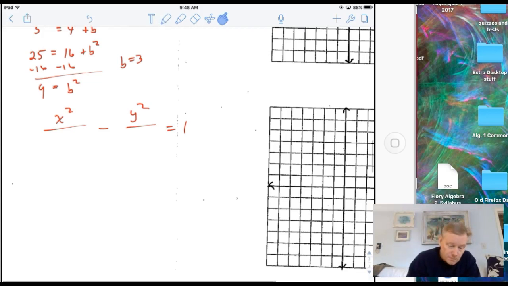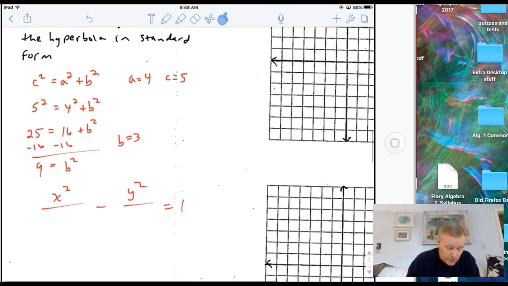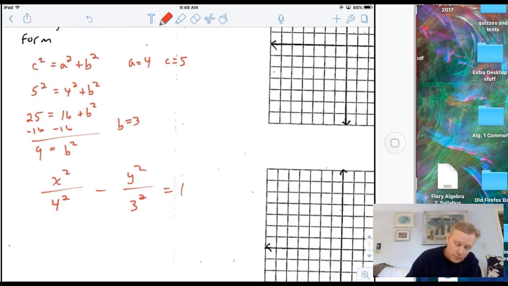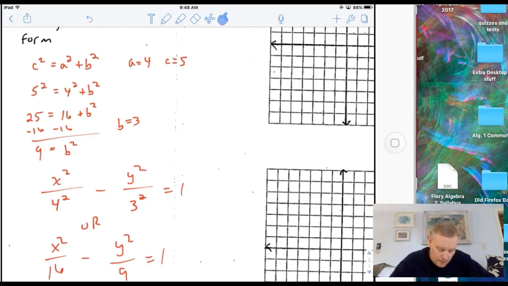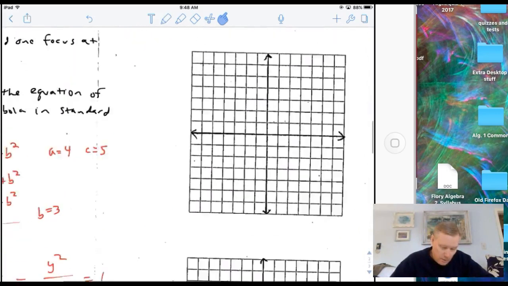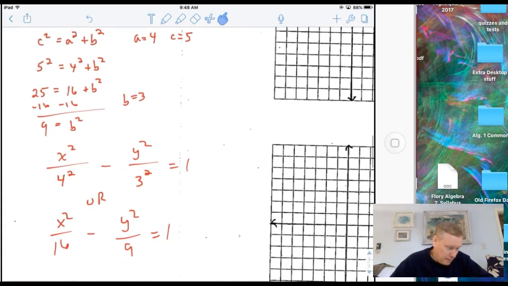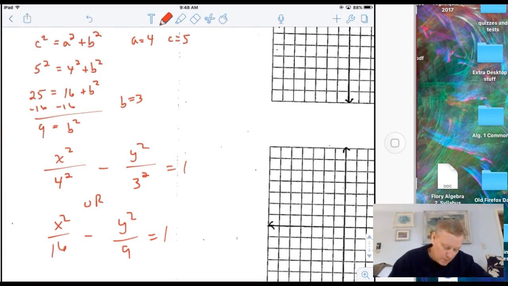Okay, now, a is 4, which means that goes underneath the x squared. b is 3, which goes underneath the y squared, so this would be one way you could write it. If you wanted to write x squared over 16 and y squared over 9 equals 1, you could. Okay, so that is the equation that I'm now going to graph, which means the slope of those asymptotes, maybe I should write what the actual equation is for the asymptotes.